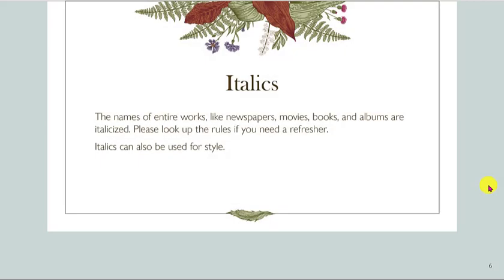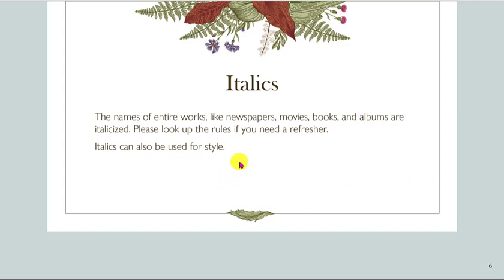Italics is another important thing to look for. Be sure that your writing is being consistent with the use of italics. Entire works like newspapers, movies, books, and albums, CDs, DVDs are italicized. Episodes, chapters, articles within these larger items are not italicized. They're usually put in quotation marks. But these rules are easily look-up-able, so I encourage you to do that.